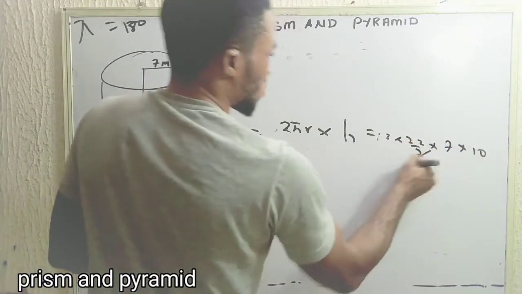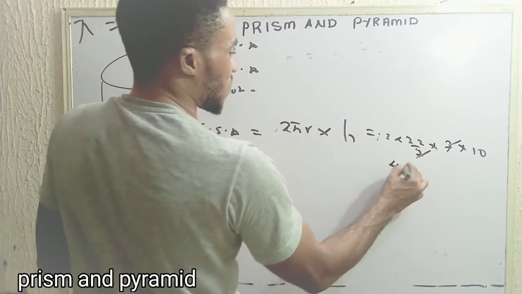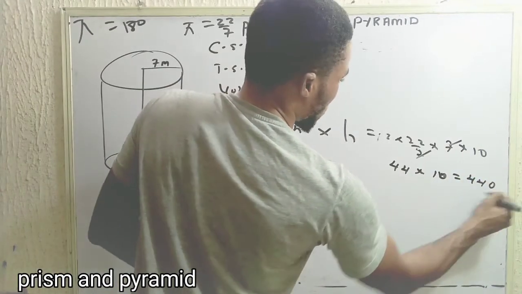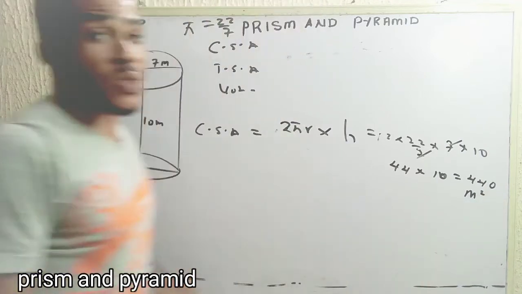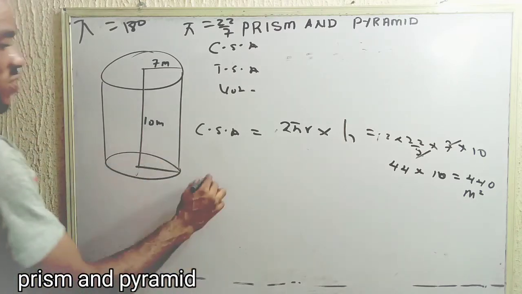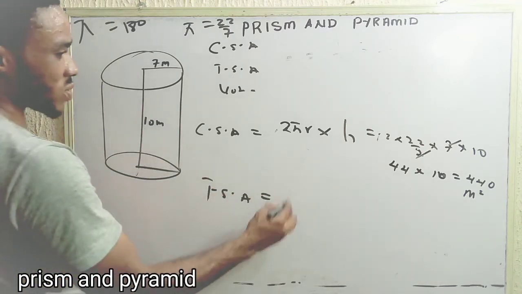So this will take care of this. This times, I have 44 times 10. So I have 440 meters squared. Meters squared, anything that has to do with area must carry power 2. So we have found the curved surface area. Now for the total surface area, it's always given as what?